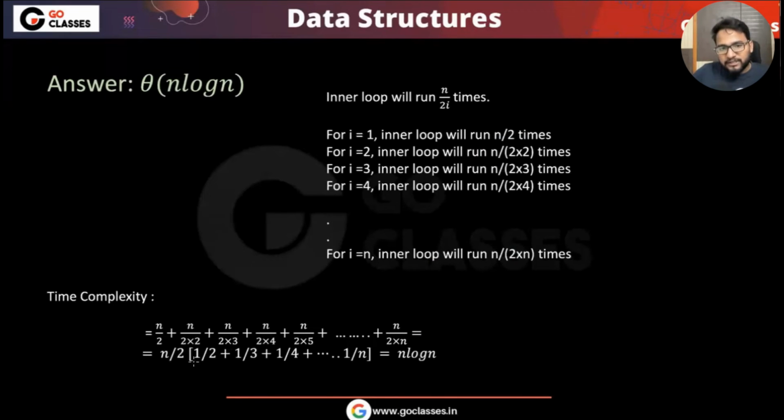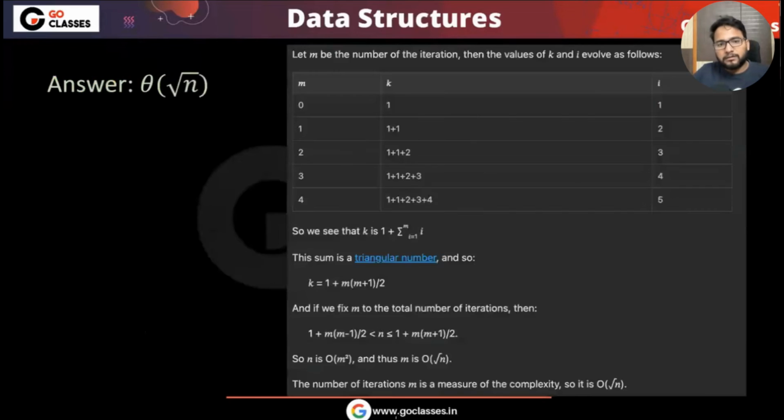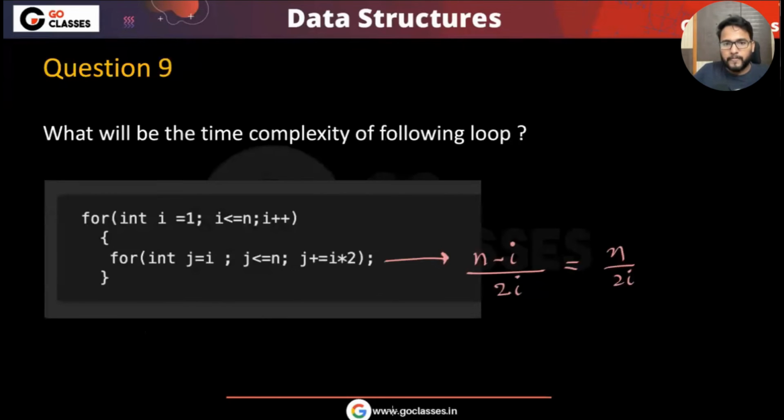I think we discussed this inequality also. Have we discussed this inequality? This is log n in the lectures. I think we discussed, right? So that is why n log n is the correct answer here. Now let's just do one thing. Let me see if you can answer this.